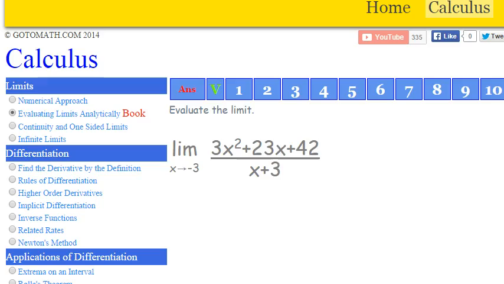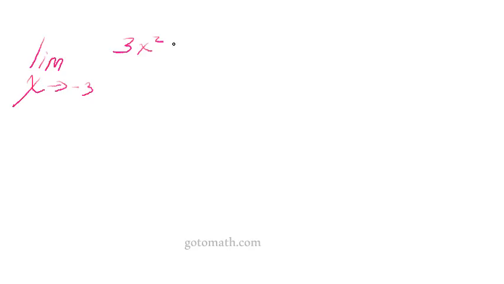So let's bring up a board we can draw on, and I guess we'll use whatever color comes up here. So we've got the limit as x approaches -3 of 3x squared. Is that right? Is that the problem? Hold on. Okay, I think I was looking at something else. 3x squared plus 23x plus 42.